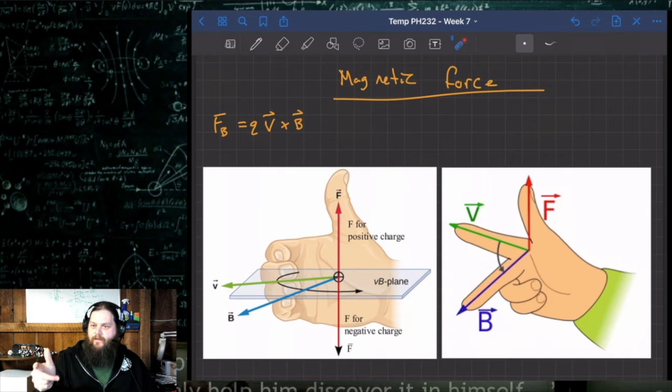If it's a negatively charged particle flying through with that velocity, we do the same thing, but the direction is flipped and you go down instead of up. That's the main difference between them. So that's how to tell the direction.